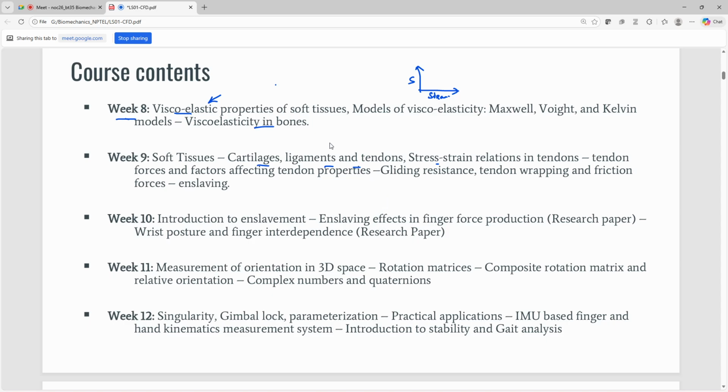Also, due to the particular properties, these tissues will have some, I can't say negative properties, but we can say limitations. That is gliding resistance, tendon wrapping, and enslaving kind of things. So these are limitations of these particular soft tissues due to their own properties. All those things will be discussed in the week 9 lecture.